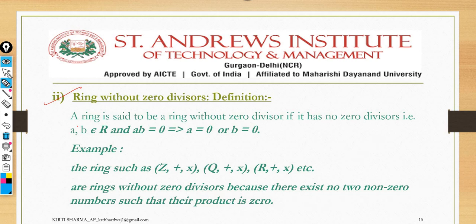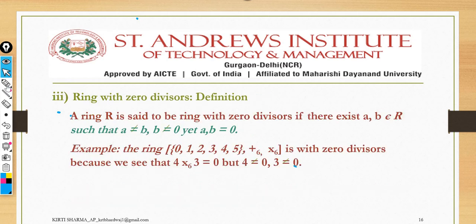Now, what about the ring with zero divisors? What does it mean? I'm taking an example here of a ring with zero divisors.